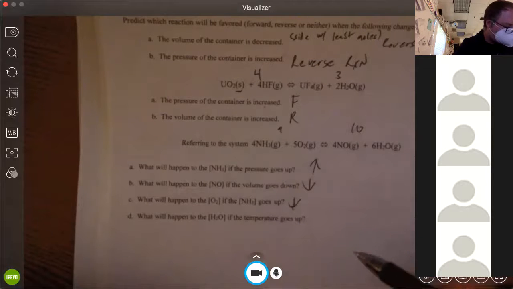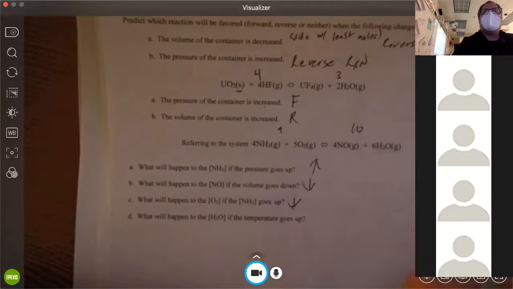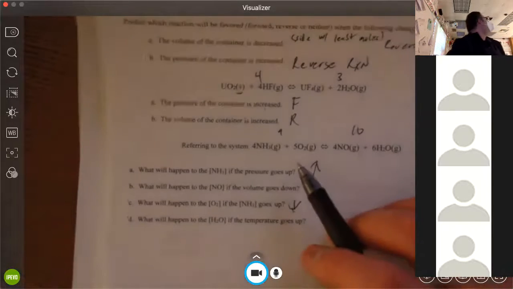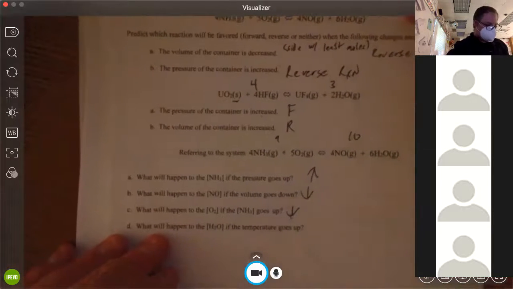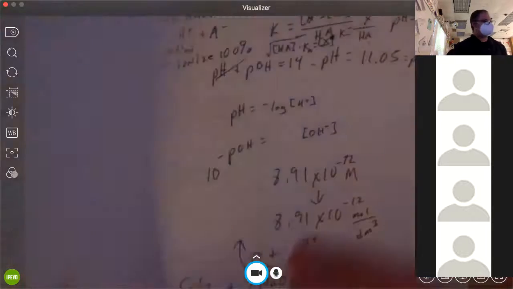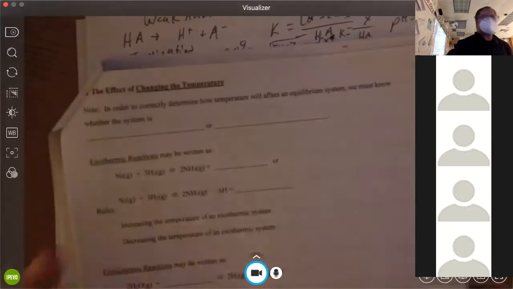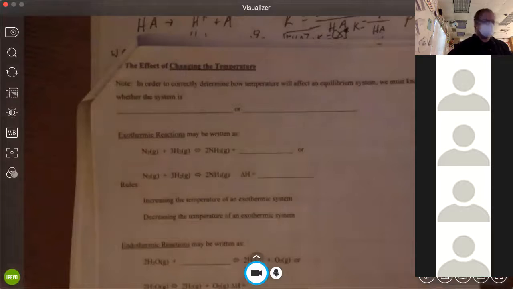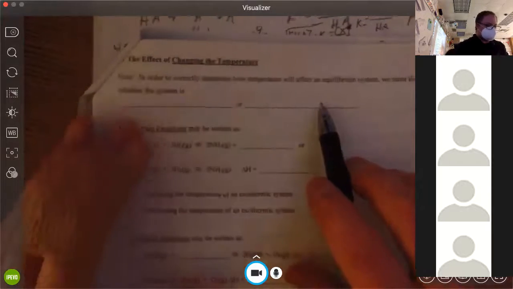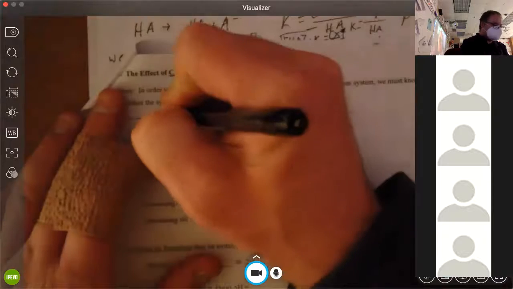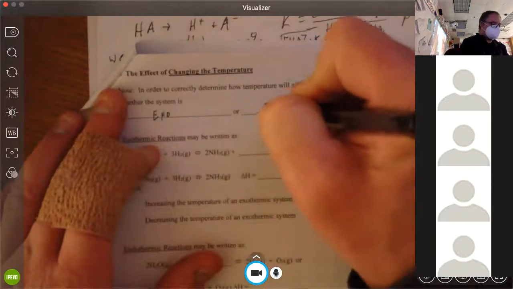What will happen to the H2O if the temperature goes up? Anybody? We've got to know if this is exothermic or endothermic, don't we? Yeah. So we don't know yet. So let's take a look at the effect of changing the temperature. In order to correctly determine how temperature will affect an equilibrium system, we must know whether it is exothermic or endothermic.